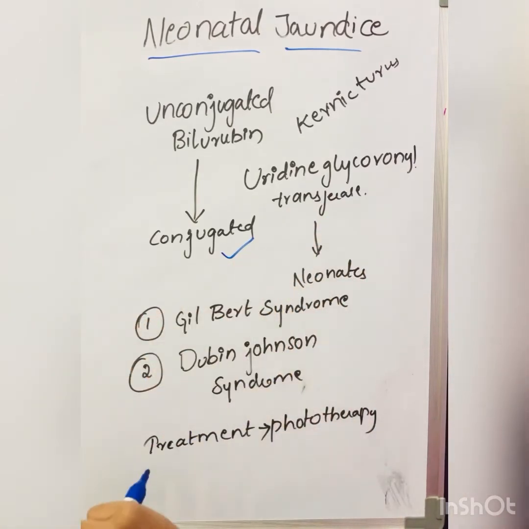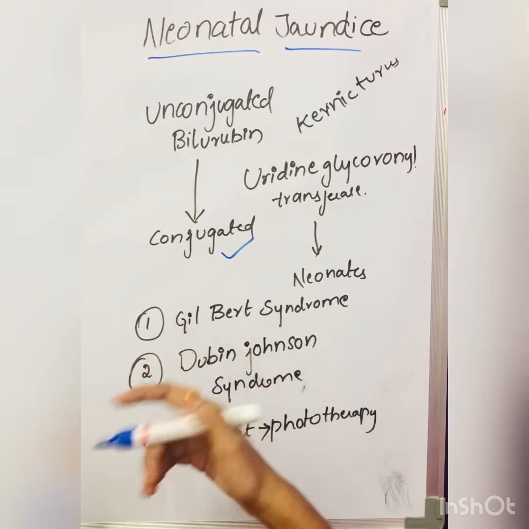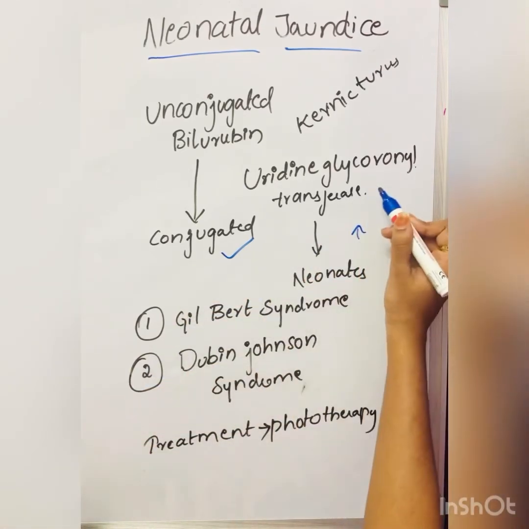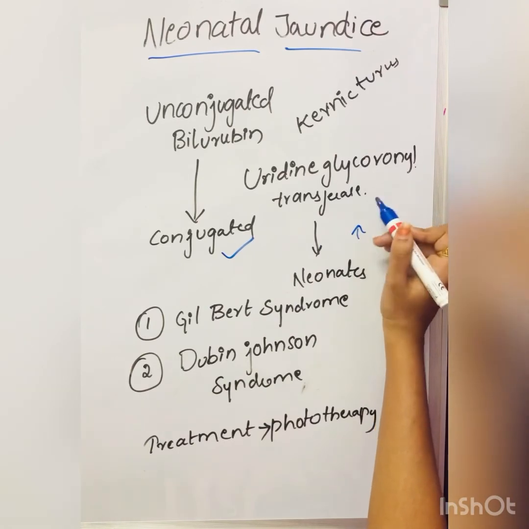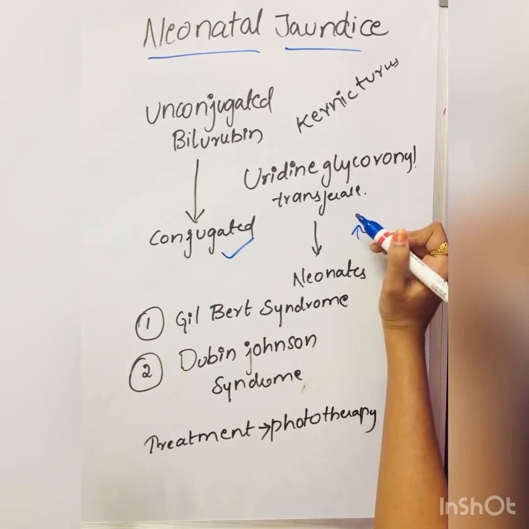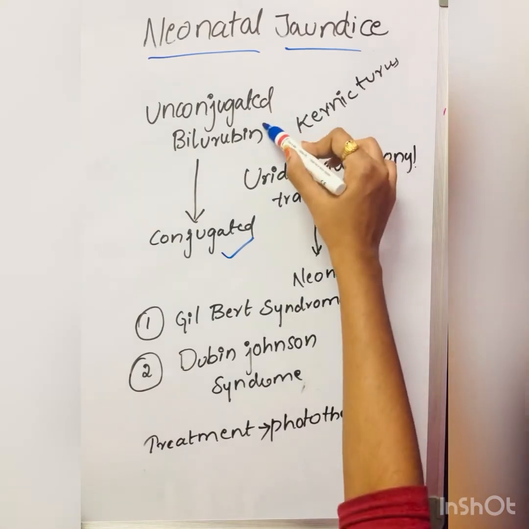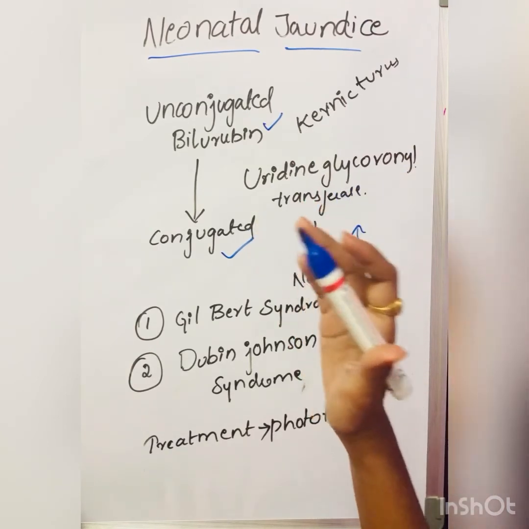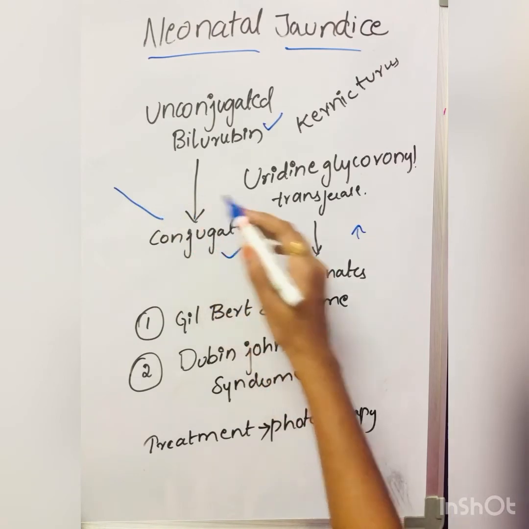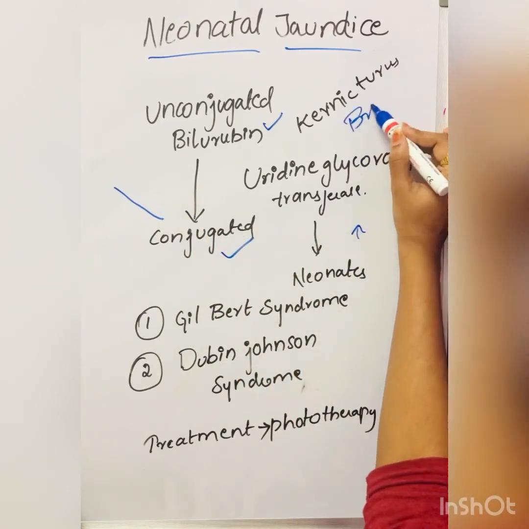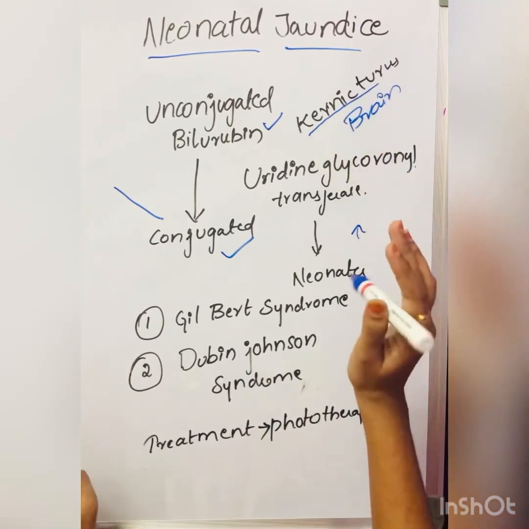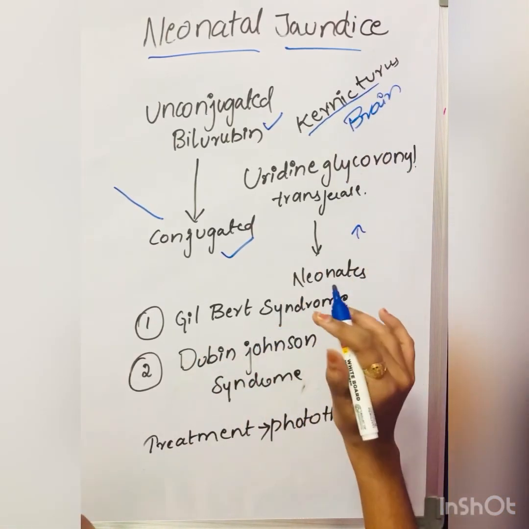But actually, it is a normal condition. As the baby grows, they can produce the UGT enzyme. But sometimes the unconjugated bilirubin concentration will be high, and since it is water insoluble, that means it is lipid soluble. It can cross the blood brain barrier and enter the brain, where it leads to kernicterus. It is a complication. Okay?